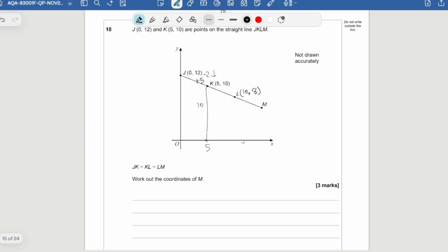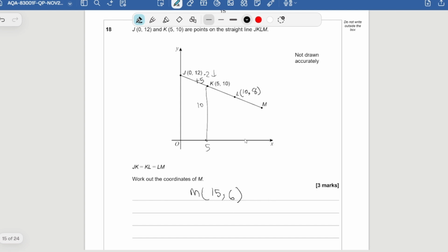So that's 8. Now for the point M, it has to go further right on the x-axis to make it 10 plus 5, which is 15. And for the y-axis, you go down by 2 units. So 8 minus 2 is 6. So the answer is (15, 6). The coordinates of the point M are (15, 6).